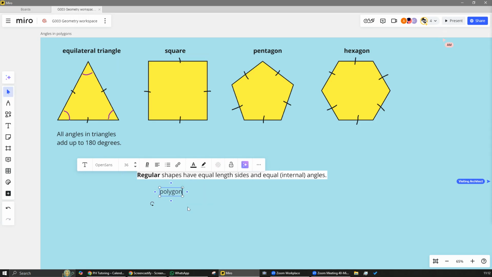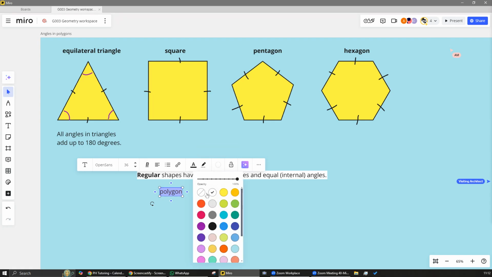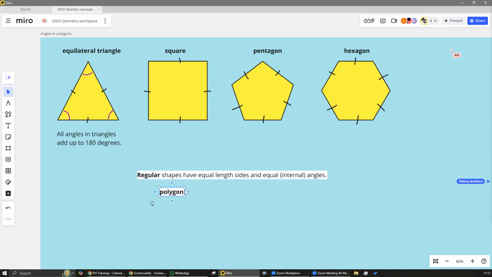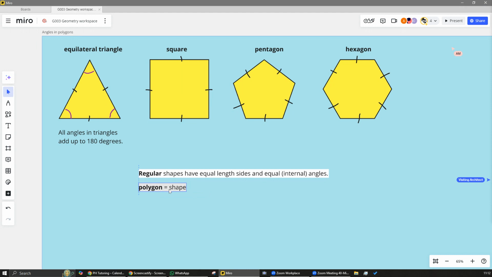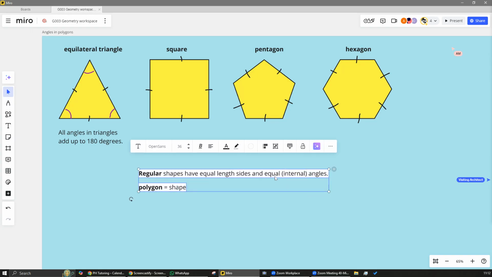So polygon, I want to give it a white background. So polygon just means shape. And these are regular shapes or regular polygons because they have all equal length sides and equal angles. We are going to be eventually in this topic looking at non-regular polygons, or otherwise known as irregular polygons. But to start off with, we're going to look at regular polygons.